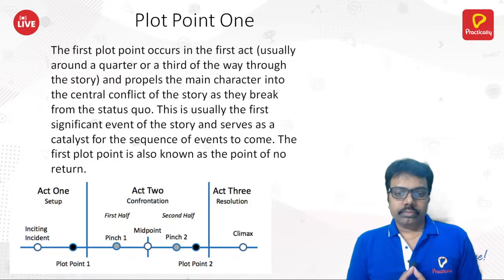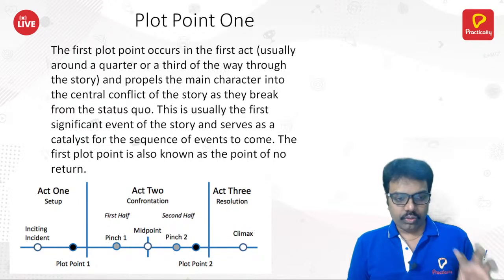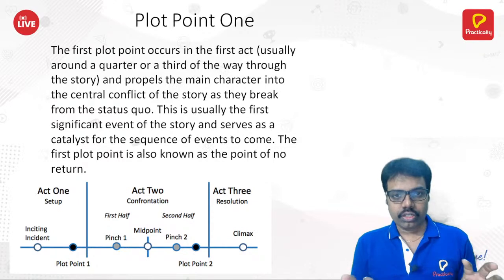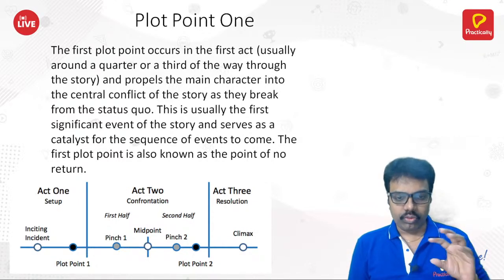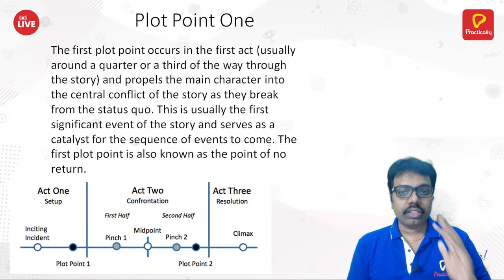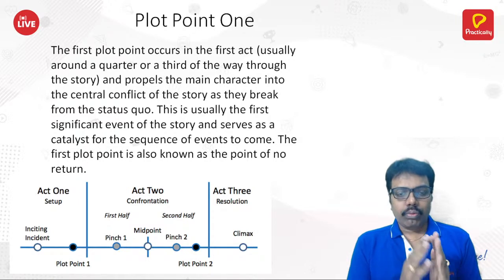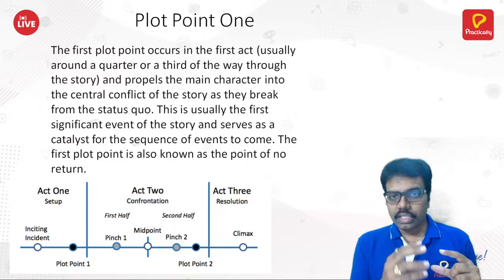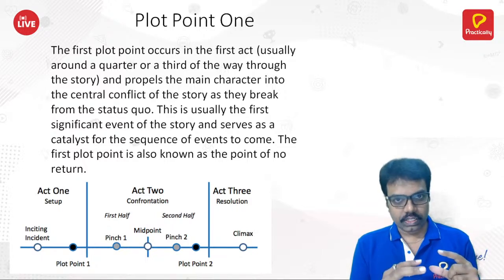And plot point 1. See, act 1, act 2, act 3, we are talking about this. Don't confuse about what exactly act 1 and act 2 are. We will discuss each and everything in a detailed way. Act 1 is a setup; we are trying to set up everything. Now in plot point 1, we are introducing the conflict, exposition, and as well as the inciting incident. That is a bridge we discussed about.